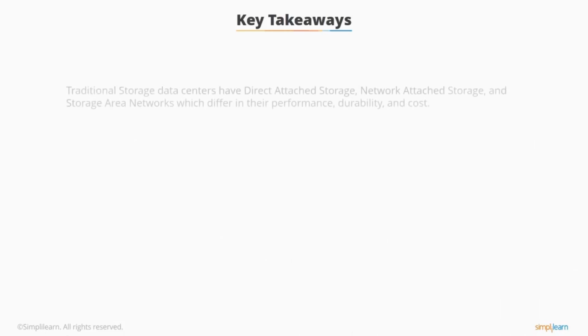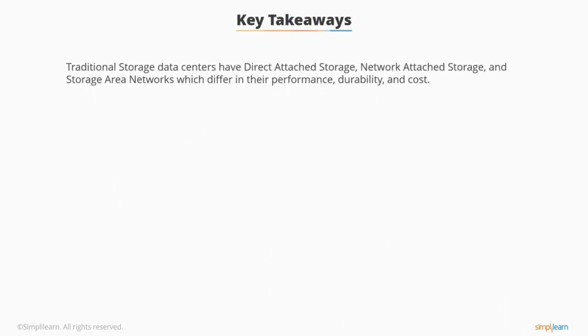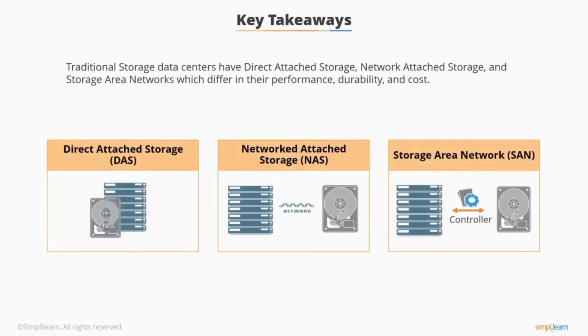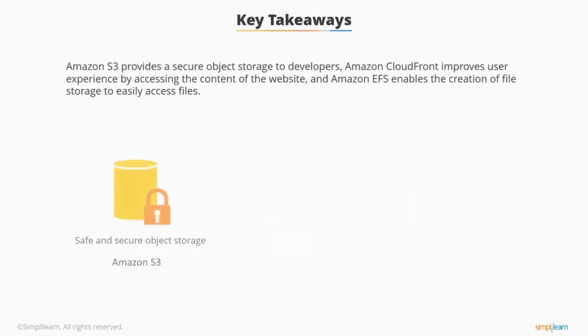Let's summarize the topics covered in this lesson. Traditional storage data centers have 3 kinds of storage: direct attached storage, network attached storage, and storage area networks. All the traditional storage system or services differ in their performance, durability, and cost. Amazon S3 provides safe and secure object storage to developers.